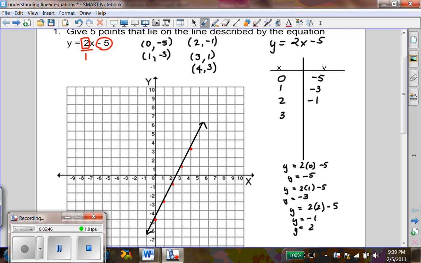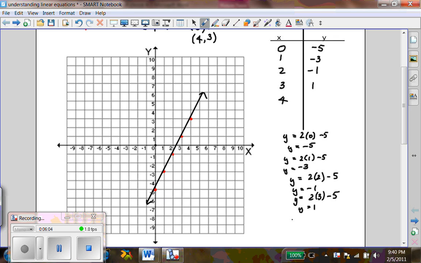y equals 2 times 3 minus 5. We know that 2 times 3 is what? 6 is correct. Minus 5 gives us 1. And it asks for 5 values, so let's put in our last value of 4. So I'm going to say y equals 2 times 4 minus 5. y is equal to, we have 8 right here, minus 5 makes 3.